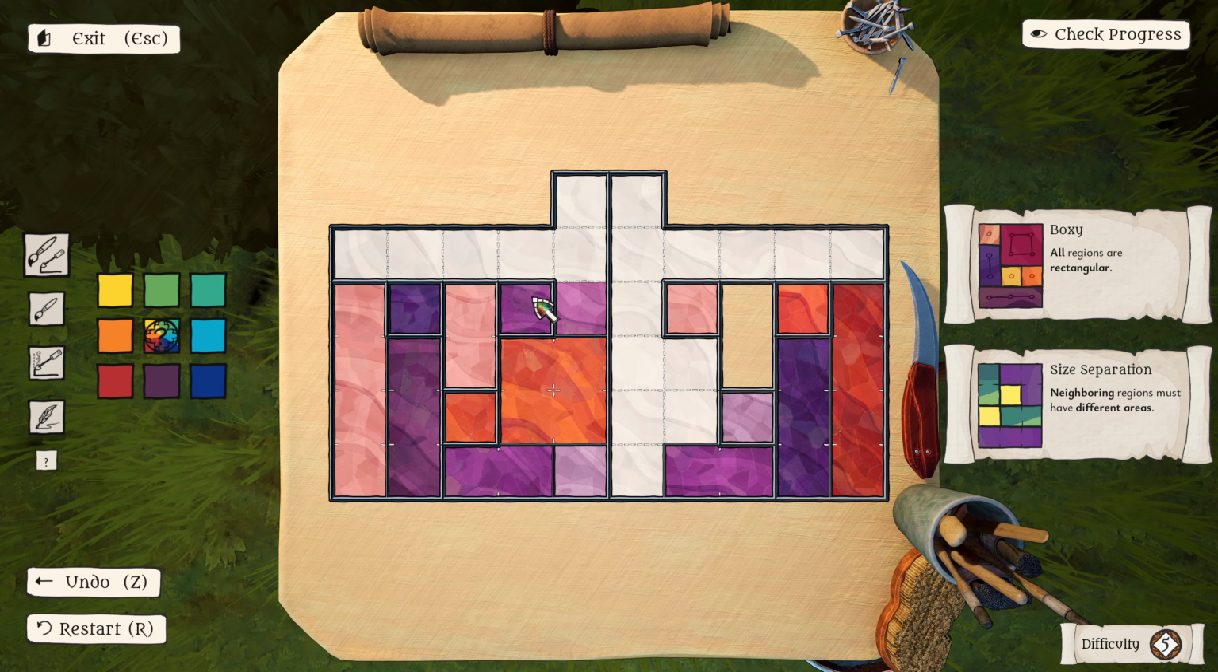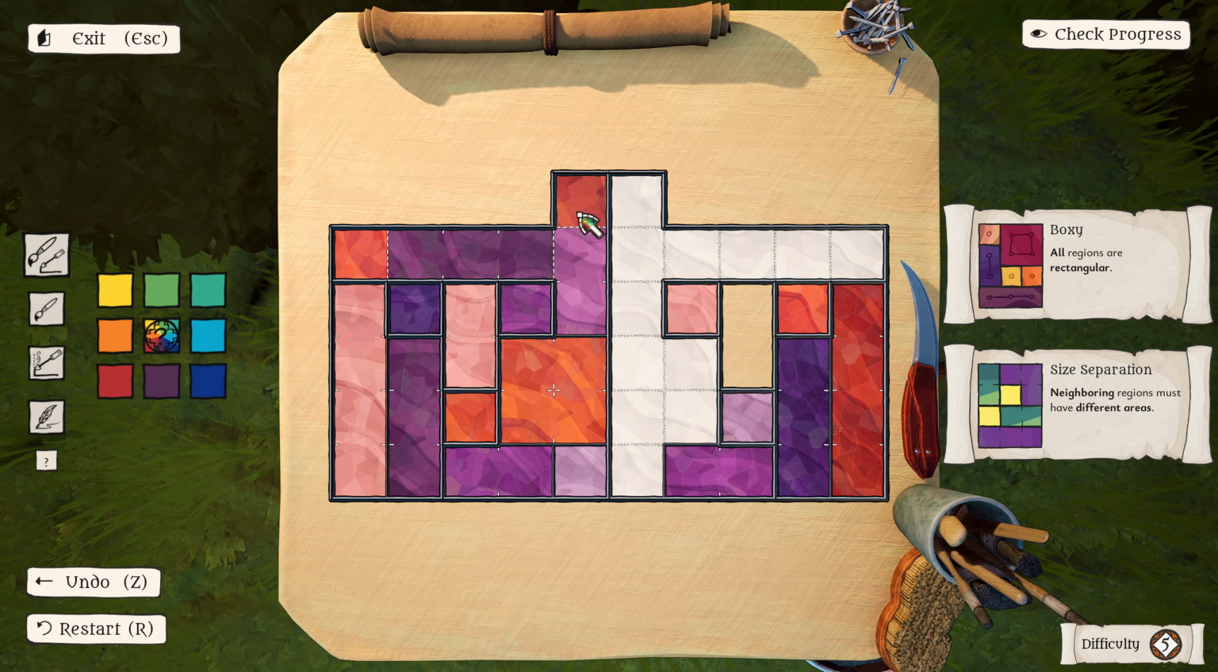So this can't be a 1. It has to be at least a 2. This can't be a 4. Be a 1, a 3, and a 1. That makes that fit. So this can't be a 1. Can't be a 2. Must be at least a 3.